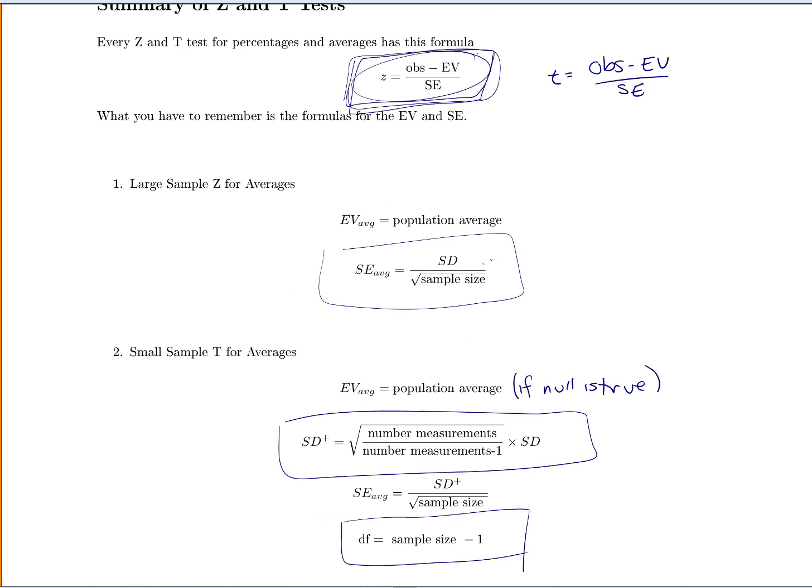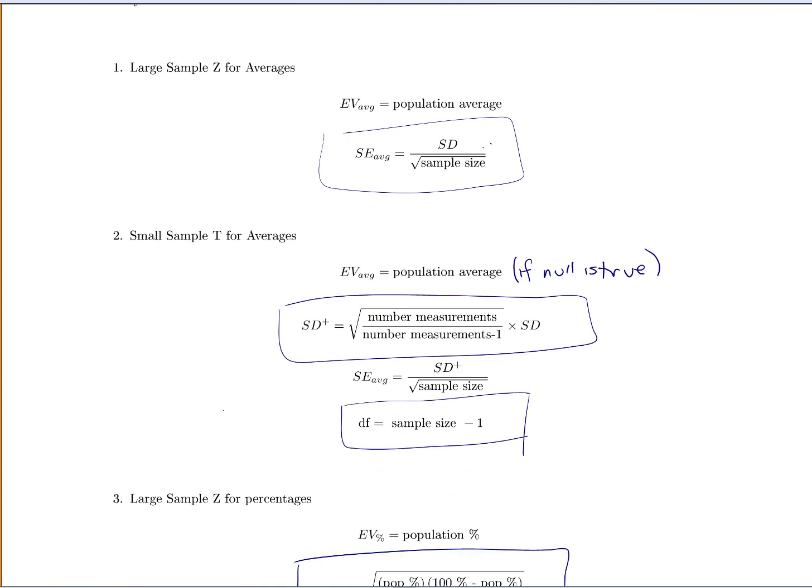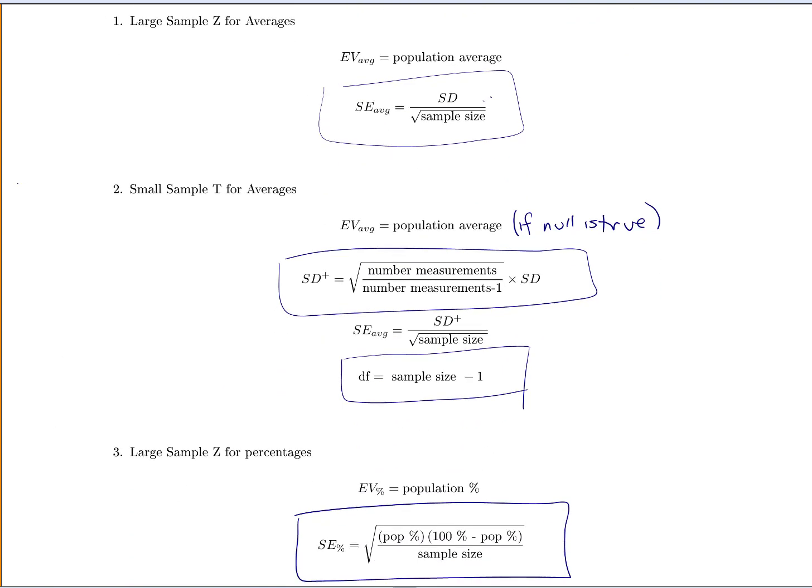Okay, so that's the formula you memorize, and then you just have to remember, how do I find the standard error for the different things? There's a standard error for averages, but there's a different standard error for percentages.